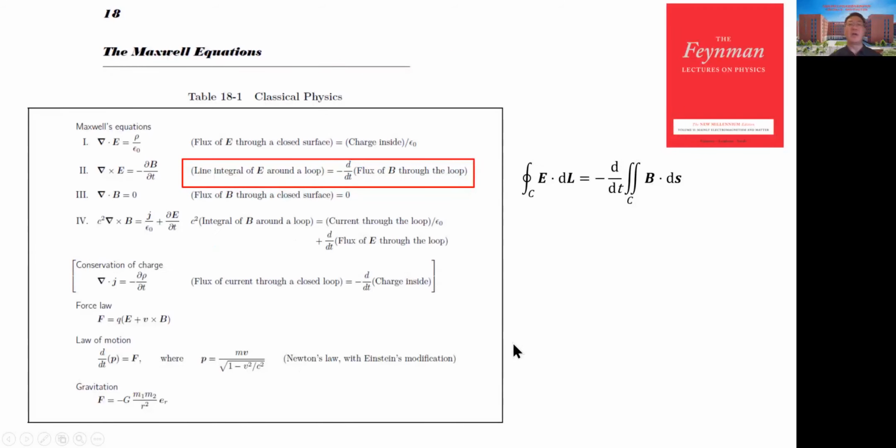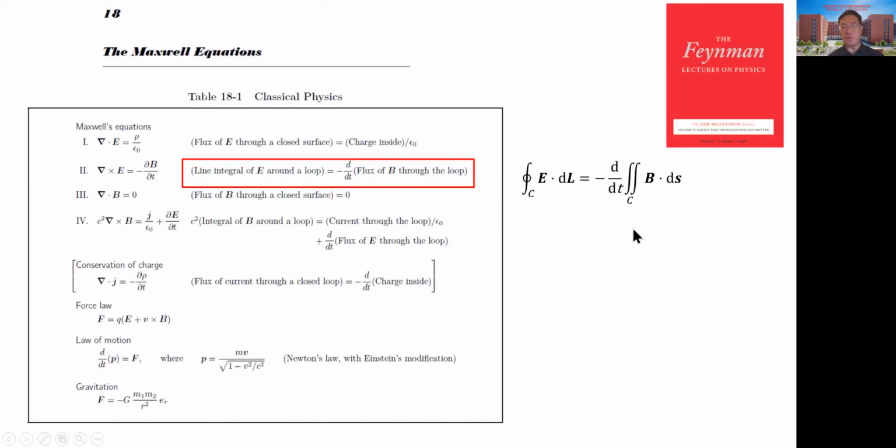Okay, Faraday's law of electromagnetic induction. According to Feynman's book, the line integral of E around a loop is the time derivative of the total flux of B through the loop. If you put it in this standard form, this was the equation we utilized to derive our first set of the Maxwell equations for mechano-driven systems. This is what it is, okay?